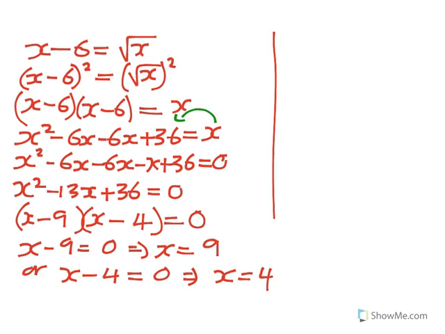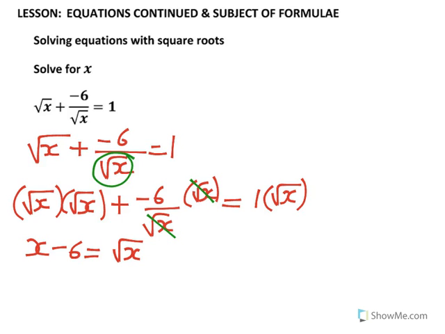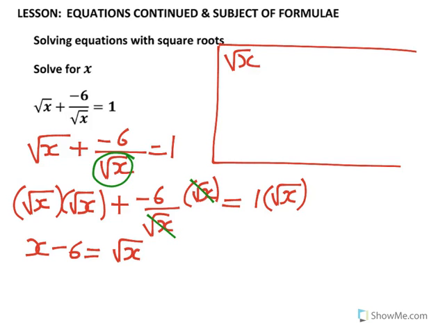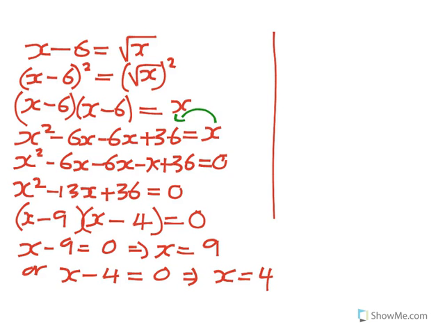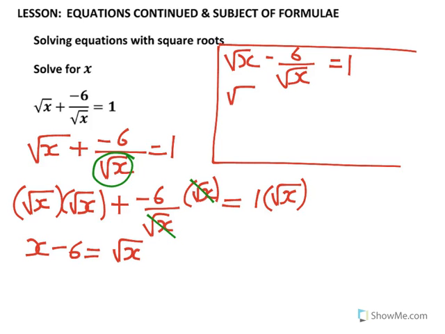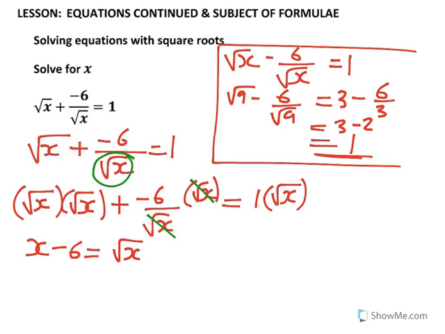Now, remember the original question that we were given was, if I can come here, they said root of x minus 6 over root of x is equal to 1. Now the answers that you got are either x is 9 or x is 4. Let's try 9 for x. In other words, root of 9 minus 6 over root of 9 is equal to, what is square root of 9? Square root of 9 is 3, minus 6 over 3 is equal to 3 minus 2, which is equal to 1. And the solutions are correct.